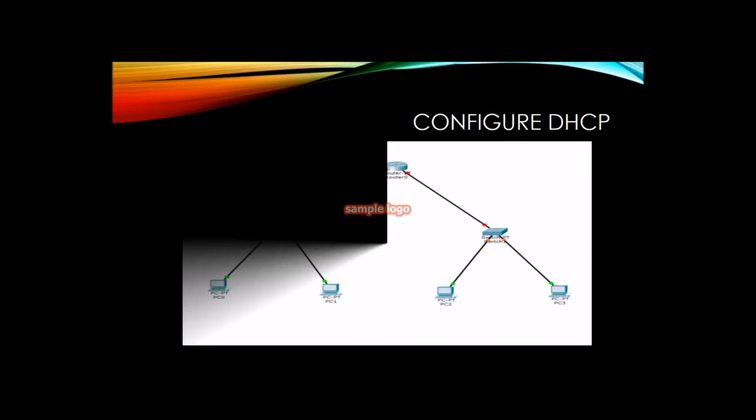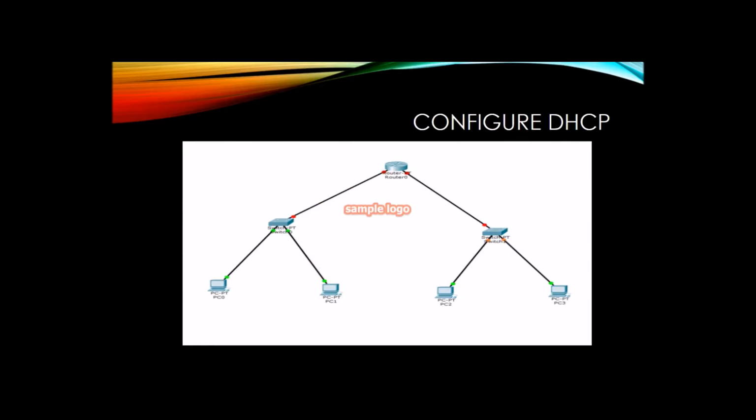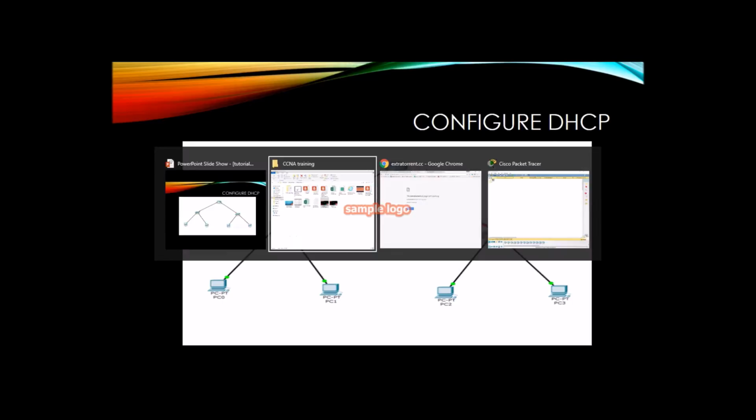Now we will see how to configure DHCP in a Cisco router. We will be using this configuration. We will just set this up in Cisco Packet Tracer. So let's move on to Cisco Packet Tracer and start the configuration.